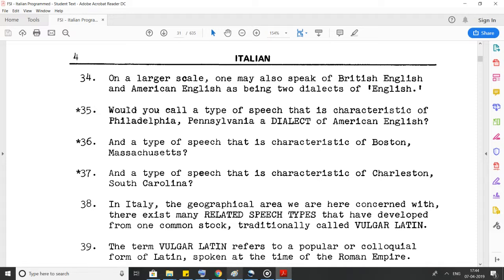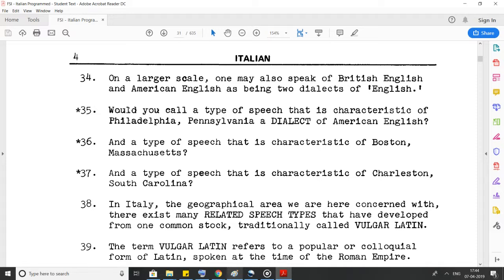Frame 35. Would you call a type of speech that is characteristic of Philadelphia, Pennsylvania, a dialect of American English? The answer is yes. Frame 36. And a type of speech that is characteristic of Boston, Massachusetts? The answer is yes. Frame 37. And a type of speech that is characteristic of Charleston, South Carolina? The answer is yes.